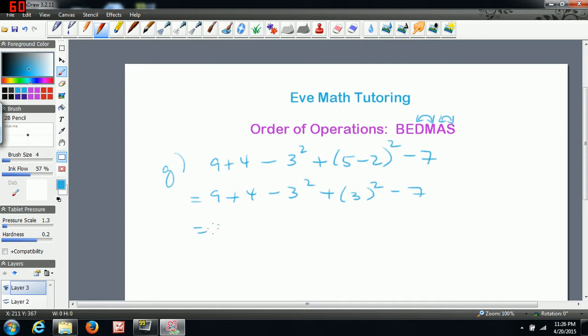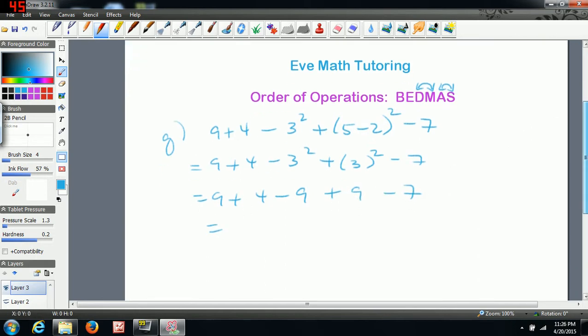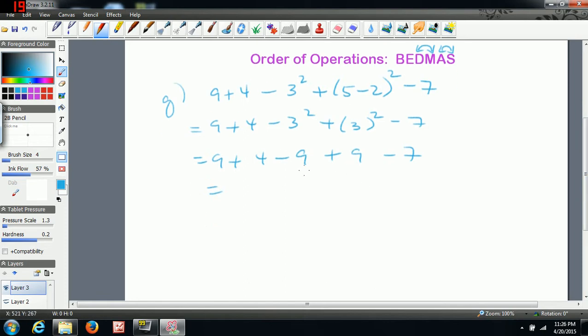Now I want to deal with the exponents next. And you can do a few of these, and you don't have to write out all the steps. You could do this in one step if you wanted. But I'm just trying to show you each step here. So now you've got addition and subtraction, so those can be done in any order. So you're just going to do whatever comes first. You could do 9 plus 4 minus 9. Okay, so 9 plus 4 is going to be 13, minus 9 is going to be 4, plus 9 is going to be 13, minus 7 is going to be 6.